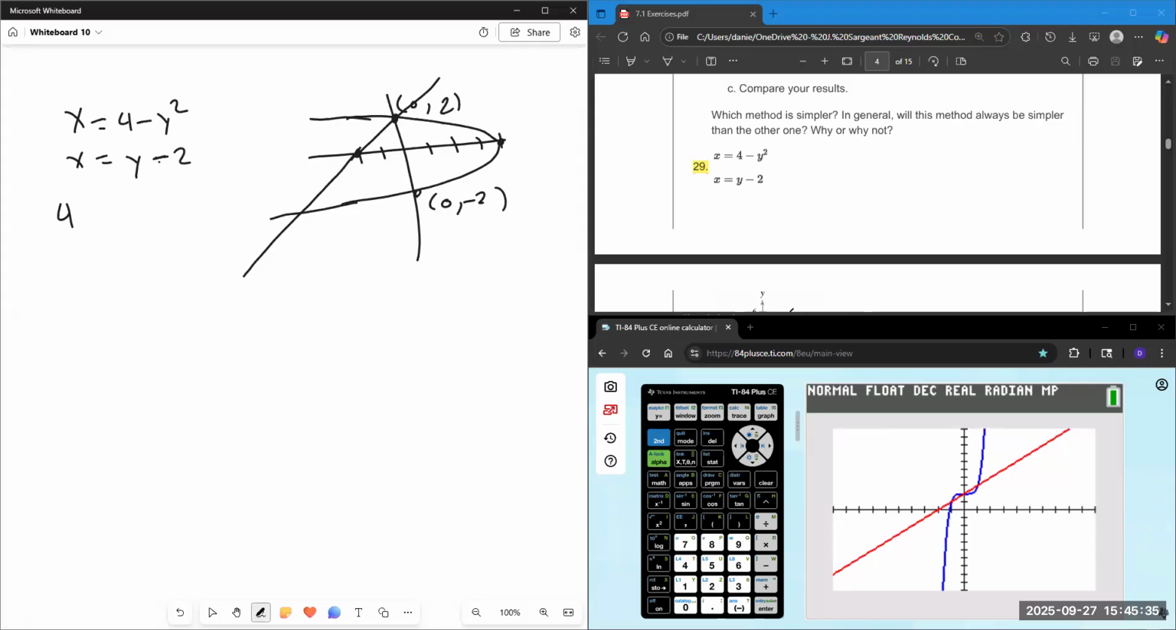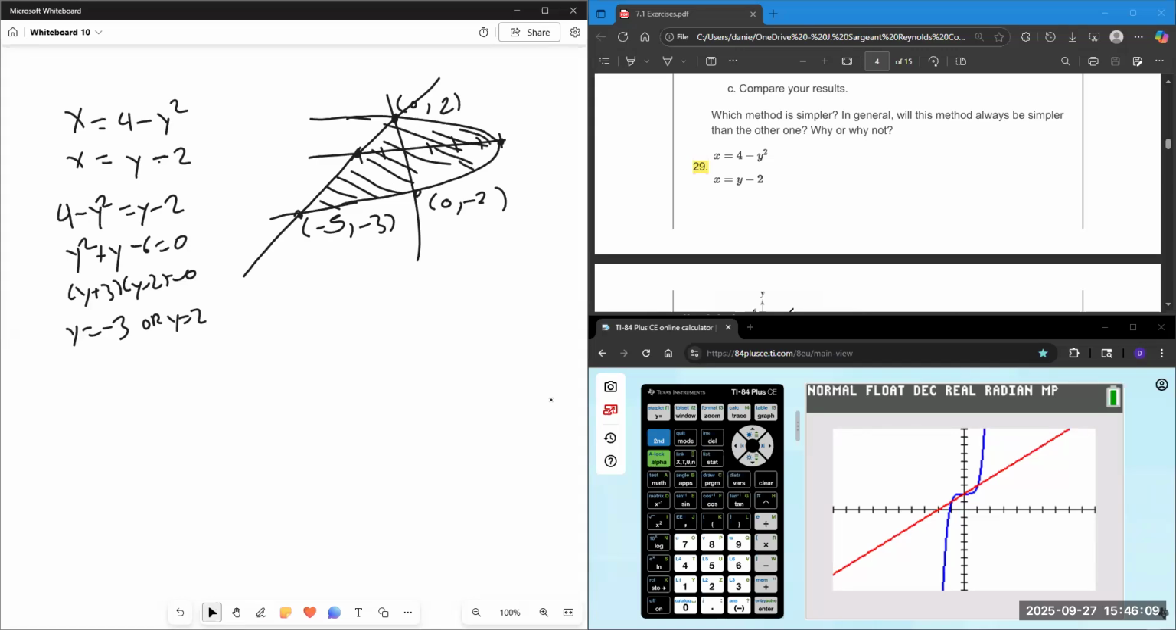I set these equal to each other. 4 minus y squared equals y minus 2. Y squared plus y minus 6 is equal to 0. Y plus 3 times y minus 2 is equal to 0. Y is negative 3, or y is 2. So y is 2, y is negative 3. Negative 3 minus 2 is negative 5. So we're going to use this region here.